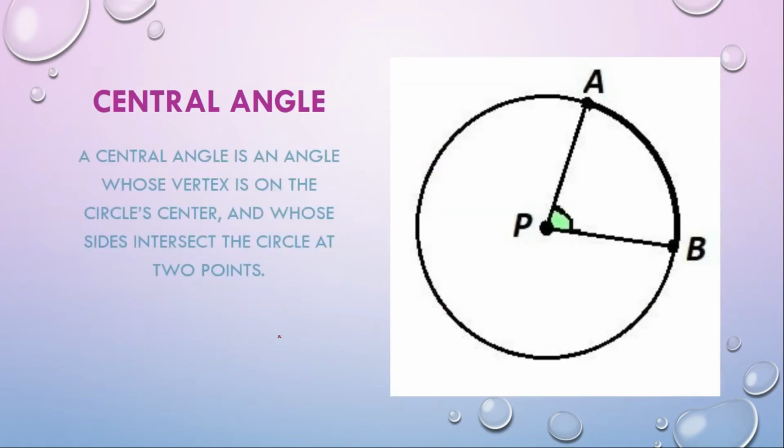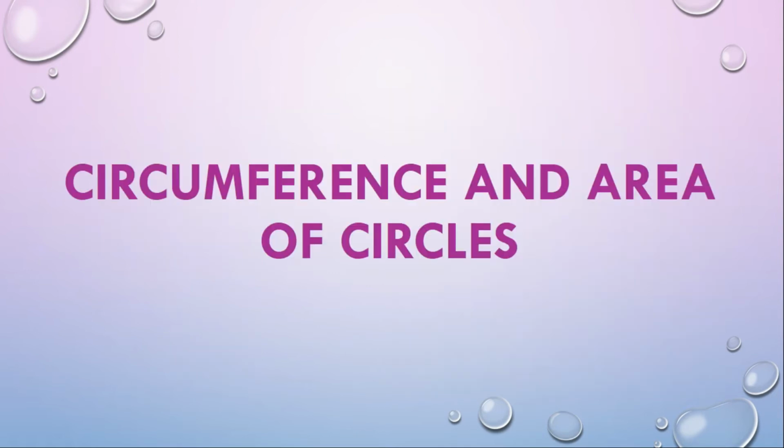Then let's have the central angle. A central angle is an angle whose vertex is on the center of the circle and whose sides intersect the circle at 2 points. So we have angle APB, with P as the center and the vertex of the angle.